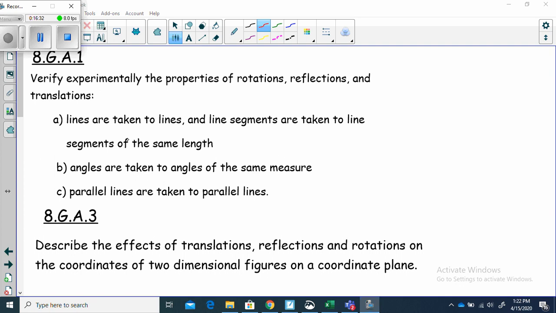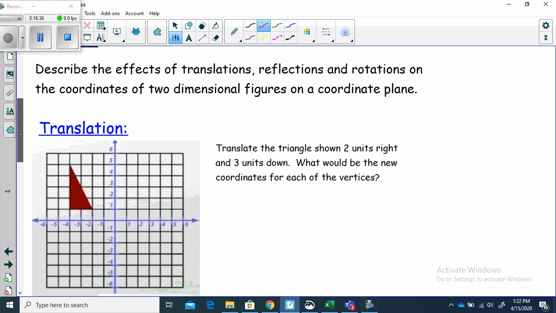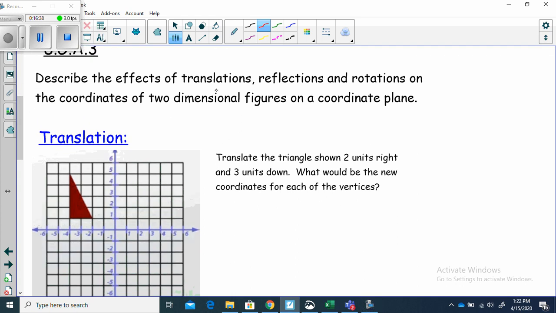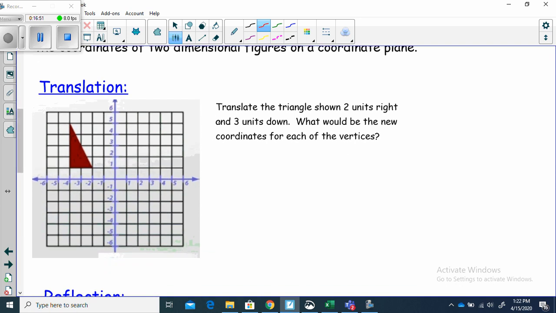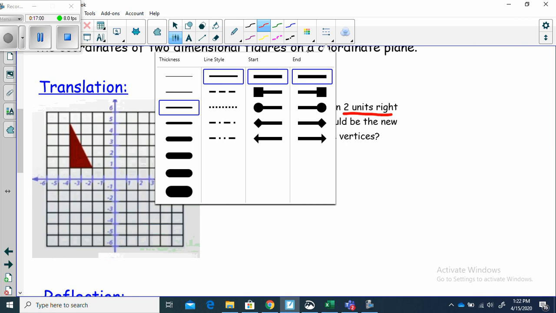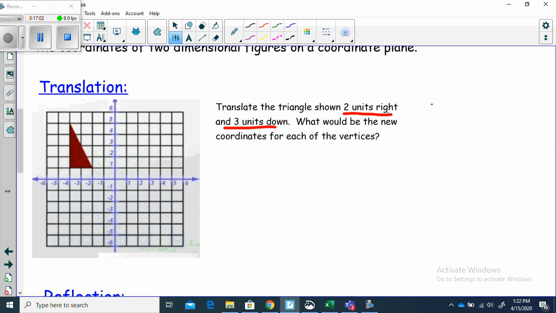Now the last part of this, we're going to add standard 8.G.A.3 to this. We're going to describe the effects of translations, reflections, and rotations on the coordinates of two-dimensional figures on a coordinate plane. What happens when we've got these on a coordinate plane when we translate, reflect, or rotate them? Let's look first at a translation. On this one, it says translate the triangle shown 2 units right and 3 units down. So we're going to translate this 2 units right and 3 units down.